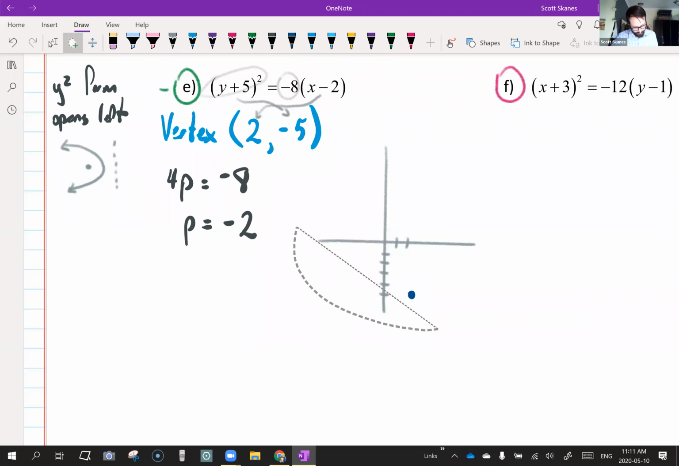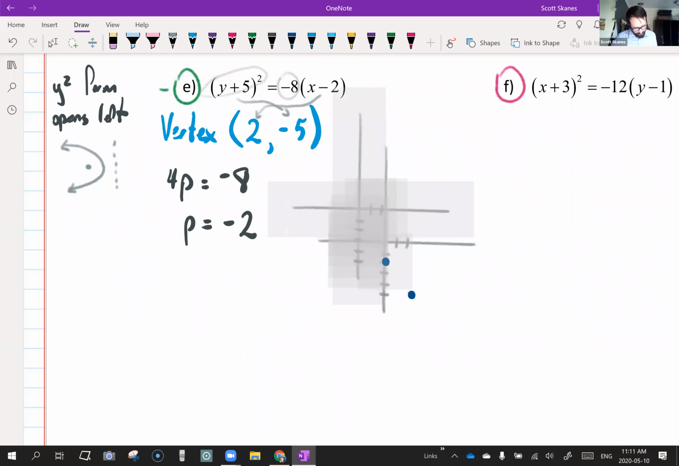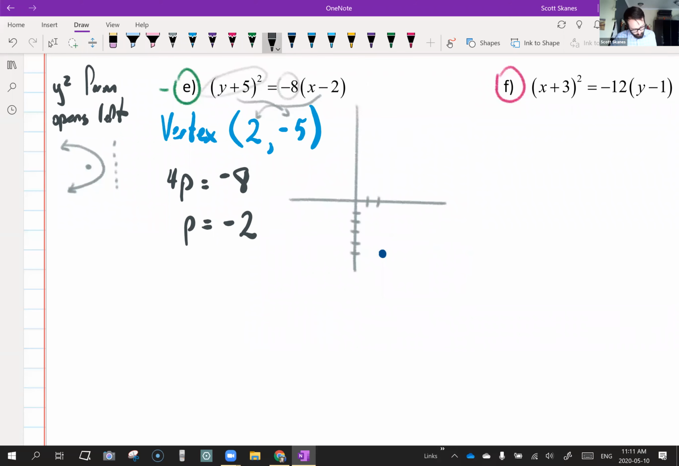So I don't know if I've given myself enough space here. It'll open up like this. And let's see, the focus must be inside of that, and it must be over by 2. So I'll sketch that out. 1, 2. Focus must be right here. That's our focus. Focus then is, let's see, 4 and -5.